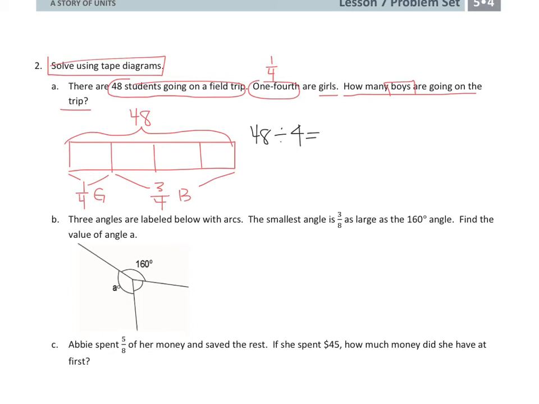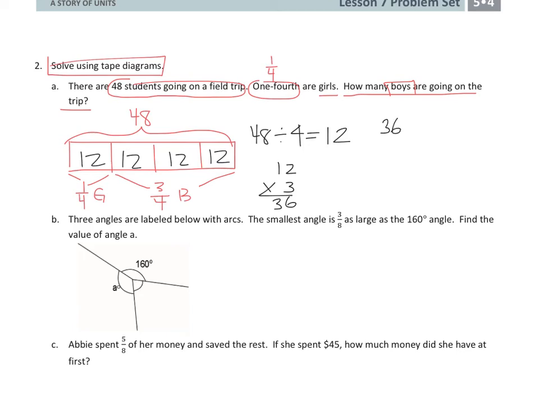Well, I know that 10 times 4 is 40, and I know 11 times 4 is 44, so that gives me the clue that 12 times 4 is 48. So looks like there's 12 girls that go on the field trip, and then I need to fill in the rest of the boxes. So now I need to figure out what is 12 times 3, because there's 3 of them. There's 3 12s, so 12 times 3, or 12 plus 12 plus 12, whatever you pick, will give us the answer 36.